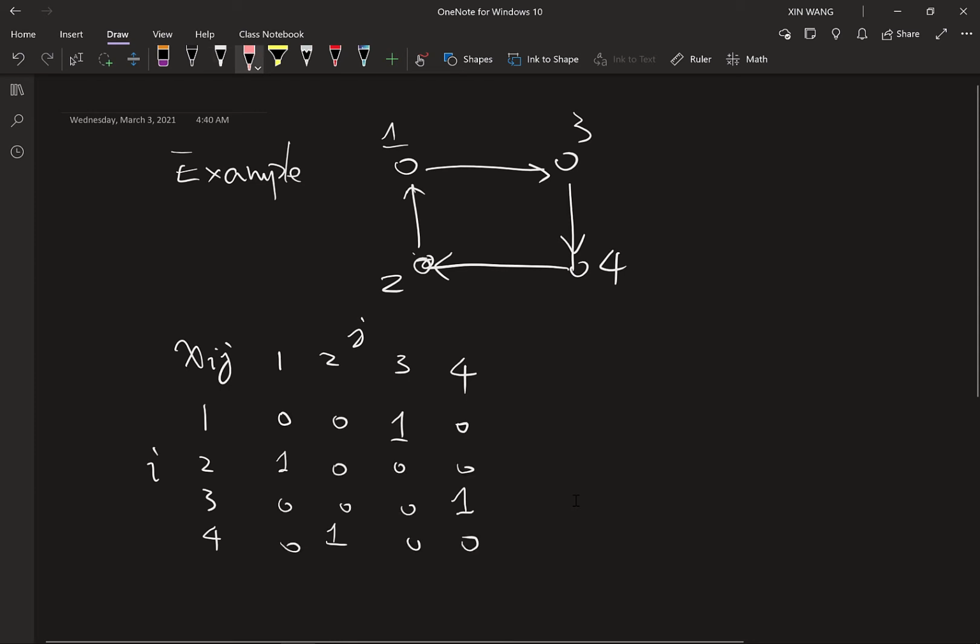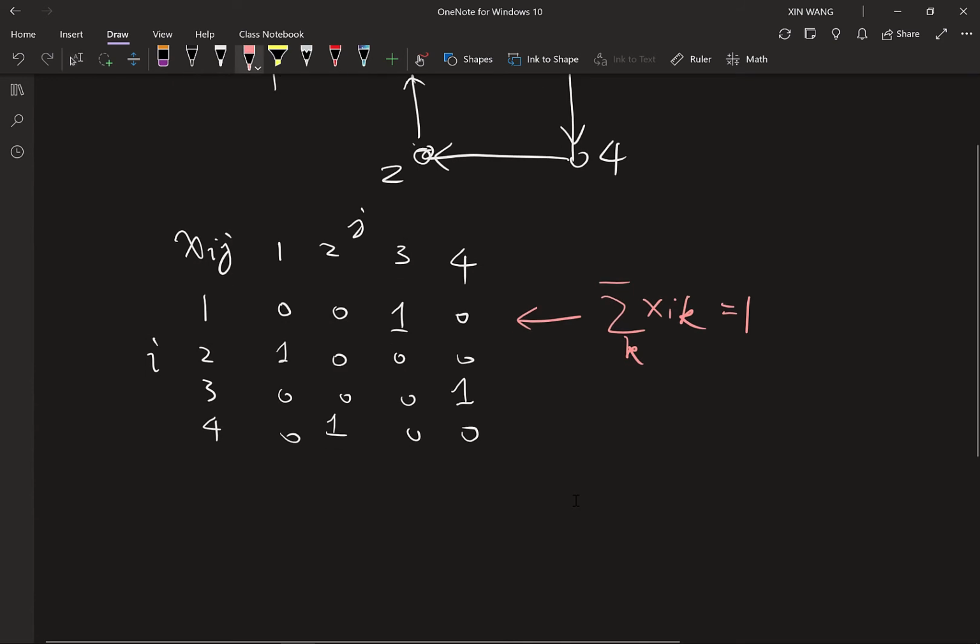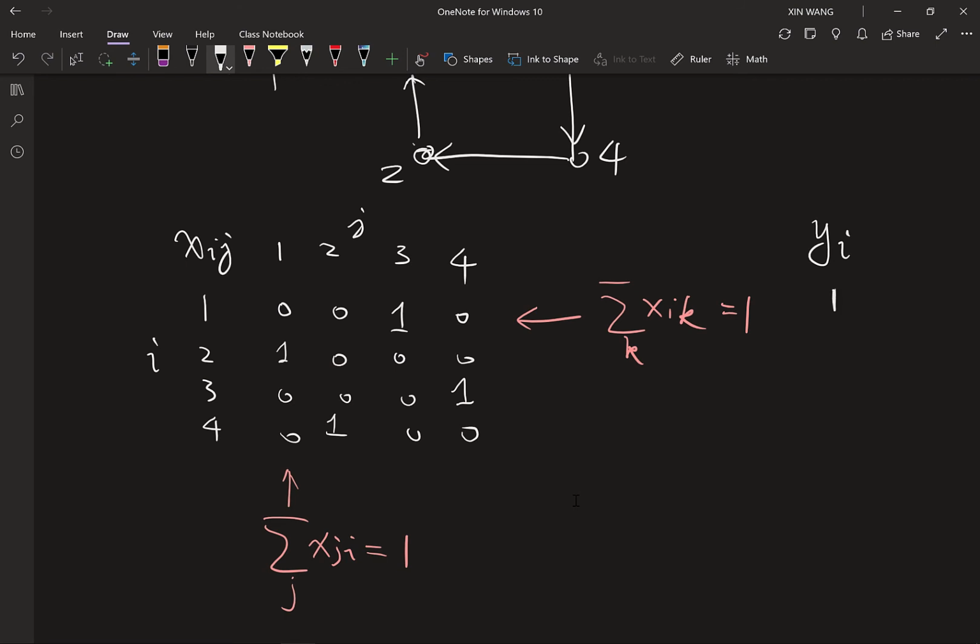So you can check every row, the summation should be 1, and every column, the summation is also 1. And then our sequence for yi, because this is 1, 3, 4, 2, so the sequence should be 1, 3, 4, 2. So that's our sequence.